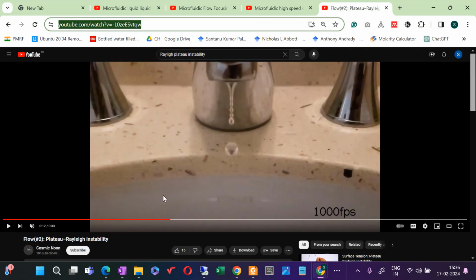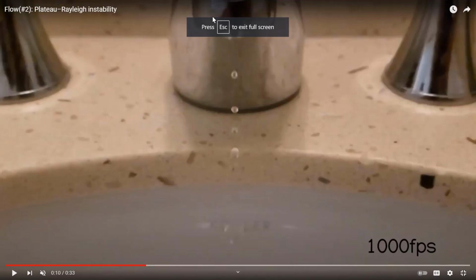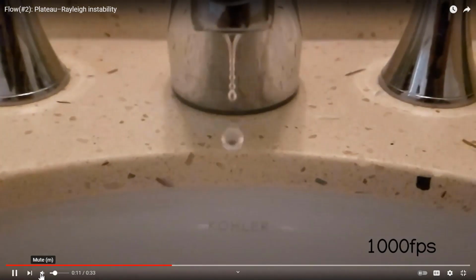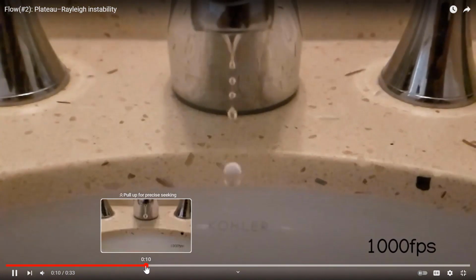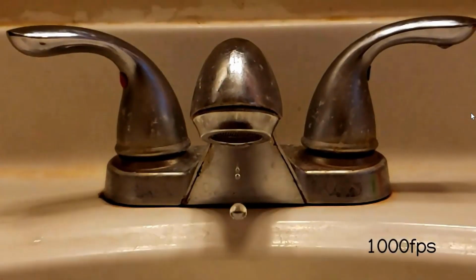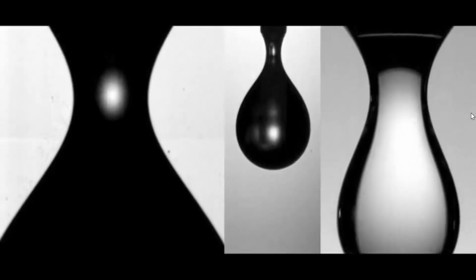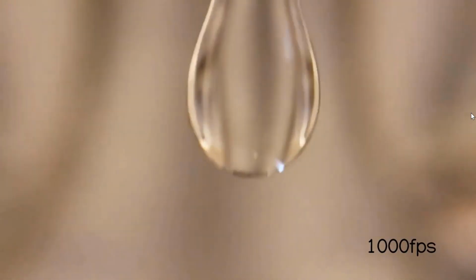So here you see, this is tap water. From a tap, water is falling down, and you see first the jet is coming, and then the jet drips down. In the high speed, you see how this breaking is happening, and in this one a small droplet levitates between. See how the break is happening. This is at 1000 fps.